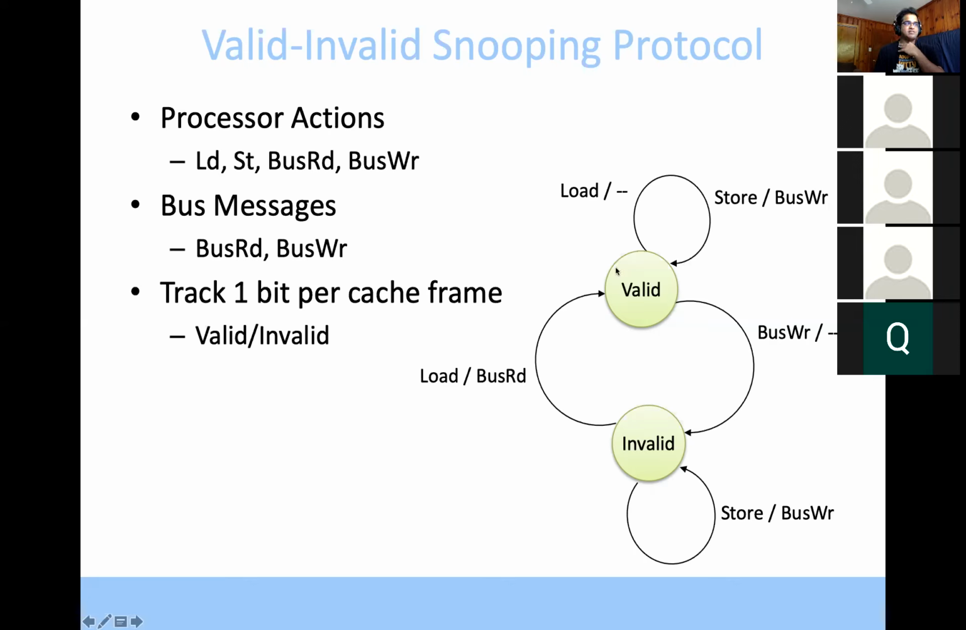And then if you were to later do a load, you can go back to valid, but then you also have to broadcast this bus read, right? Because you need to inform people that you're reading that. Actually, the read happens from the bus, so that's why you're doing this bus read. If you're in the invalid state, you just stay in the invalid state. If you were to do a store in the invalid state, you would remain in the invalid state, and your operation is invalid.